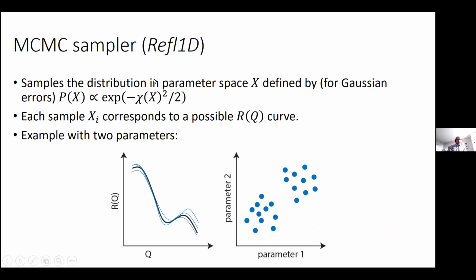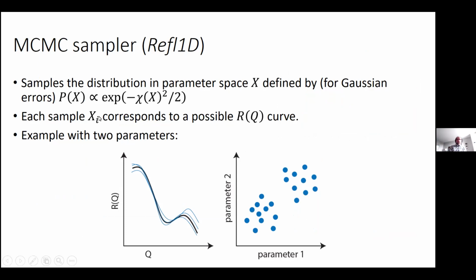And this is a particular implementation using REFL1D, which is a Markov chain Monte Carlo sampler. What you're doing is you're sampling a distribution in parameter space that is defined. So X is all your parameters, and the probability of getting that is this expression, exponential of the chi-squared values. In other words, the data are actually constraining your parameters.